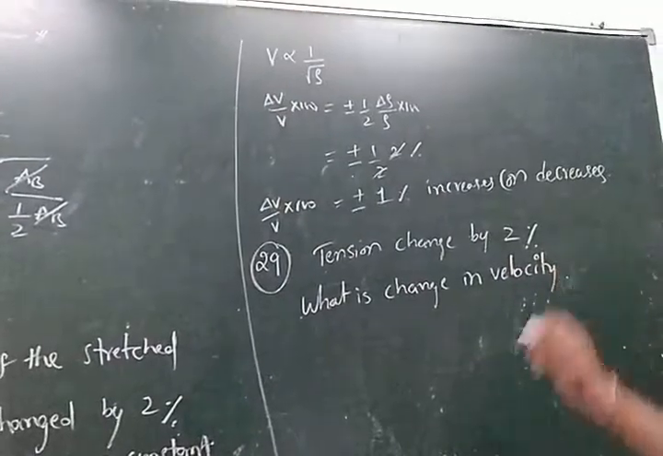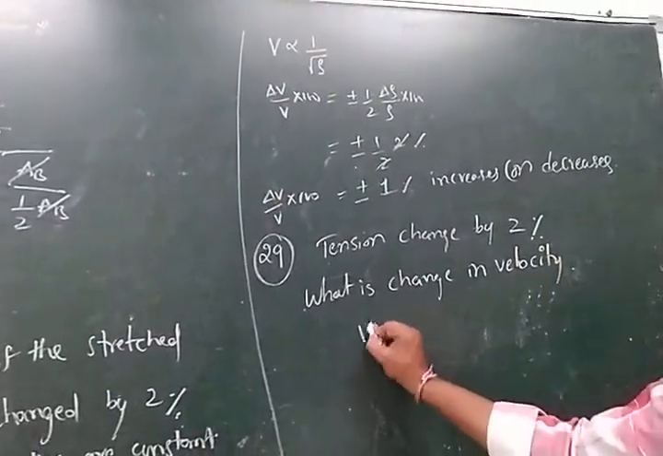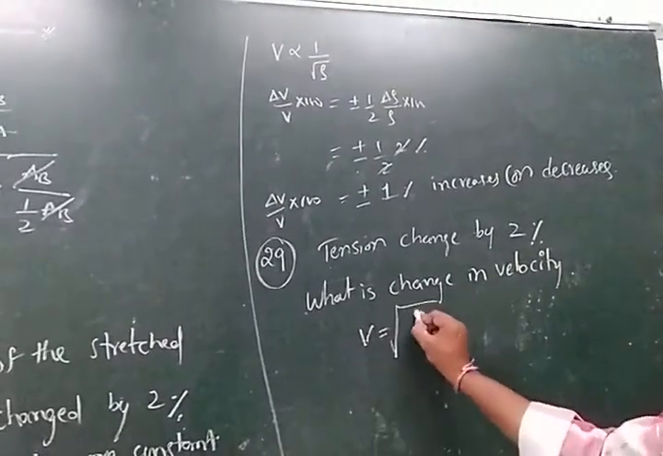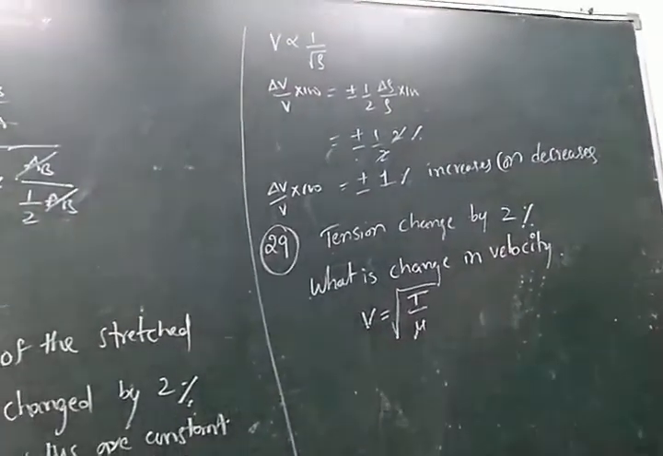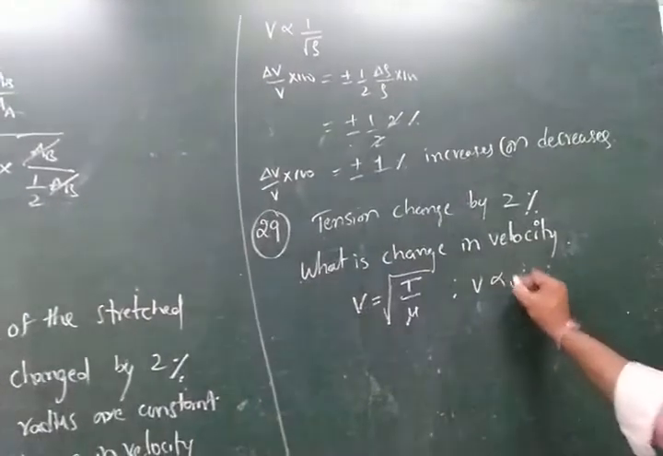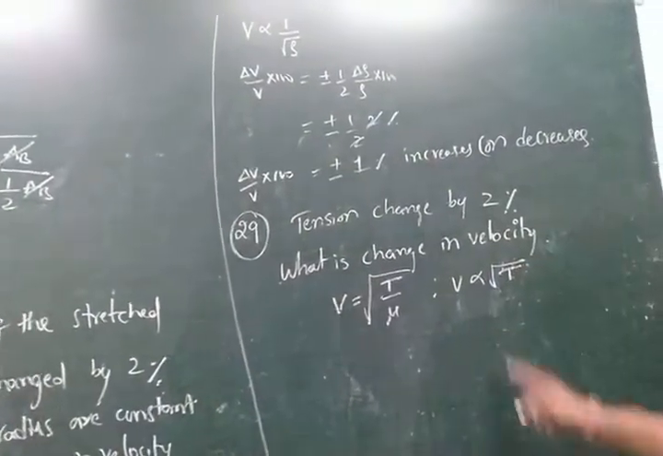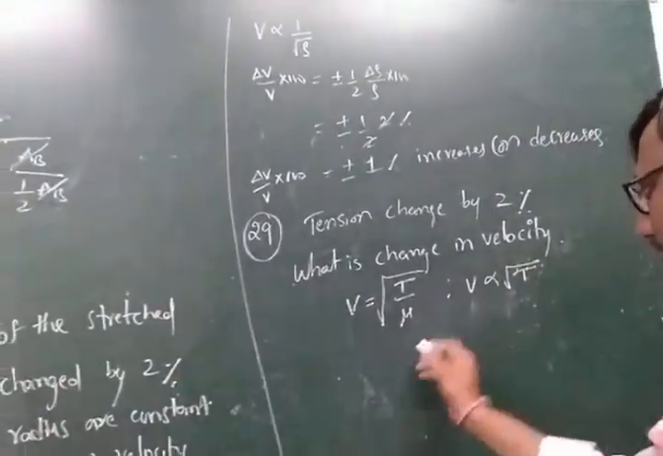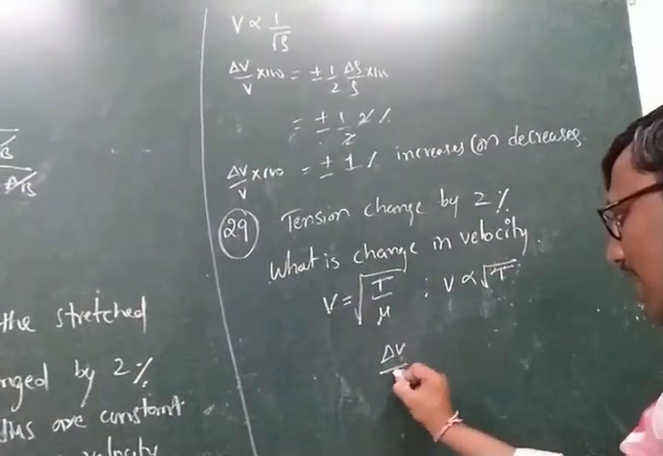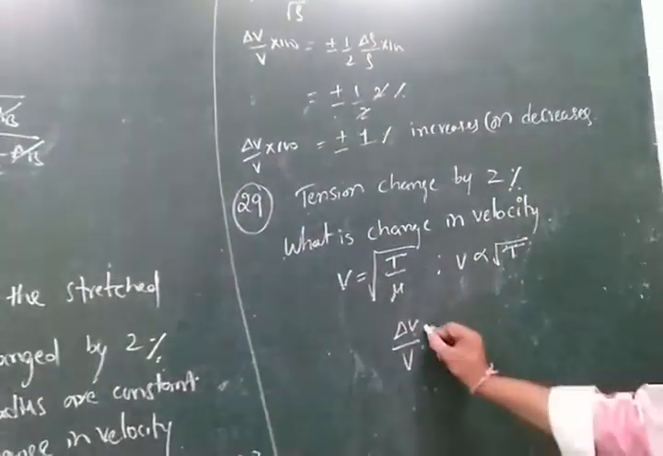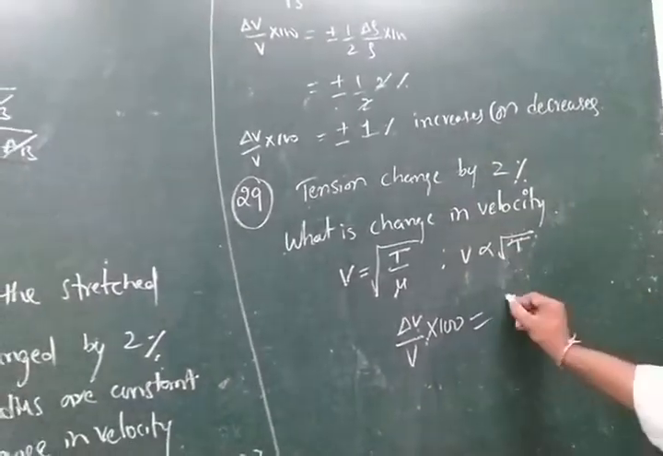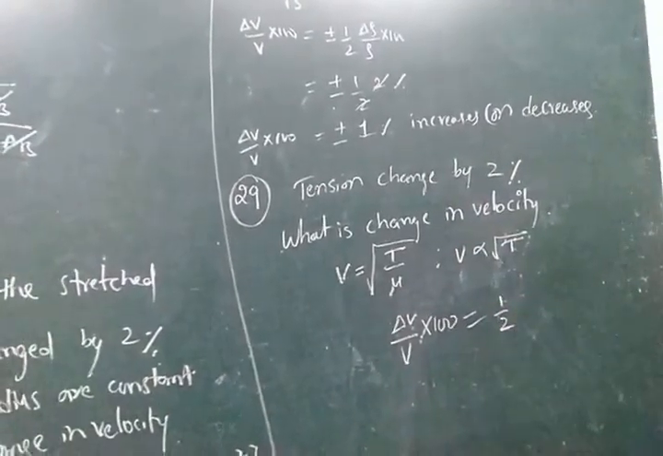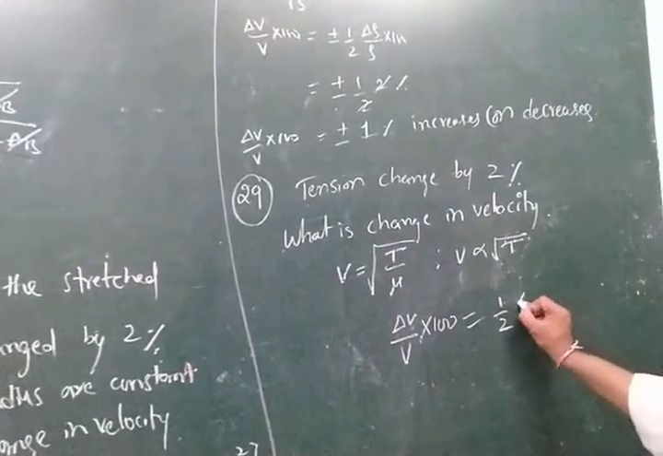We know the formula. Again, we take the velocity in a transverse wave: v is equal to the square root of T by mu. The velocity is directly proportional to the square root of tension. Write it in percentage: change in velocity by initial velocity into 100% is equal to, the root being negligible, 1 by 2.